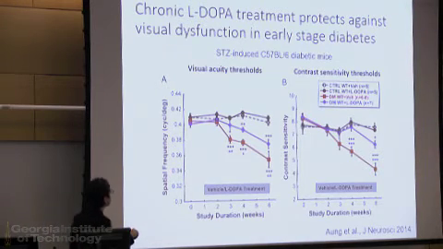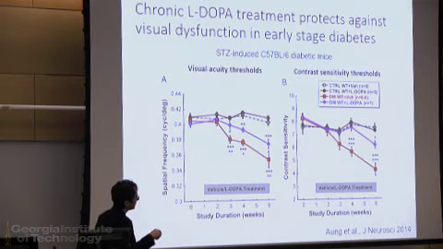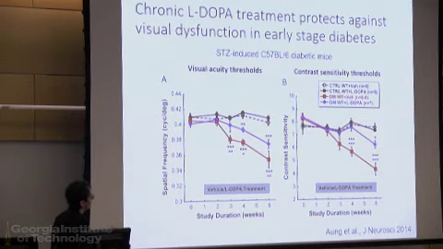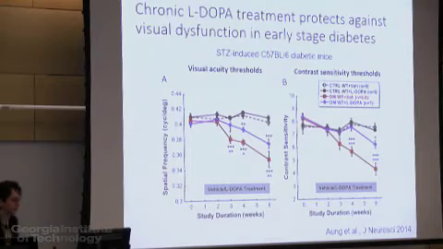So here I'm showing you spatial frequency and contrast sensitivity. And you can see the red line is our diabetic animals with vehicle. They clearly show a decrease like I've shown you before. And when we give these diabetic animals L-DOPA, then they have significant preservation of function, whether we look at spatial frequency or we look at contrast sensitivity. So it appears that the L-DOPA is having a very positive effect.